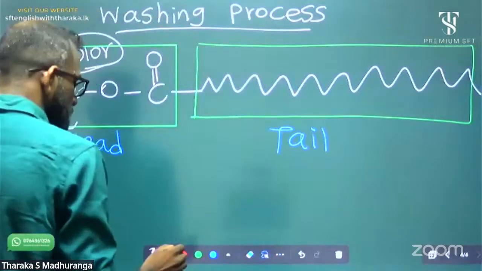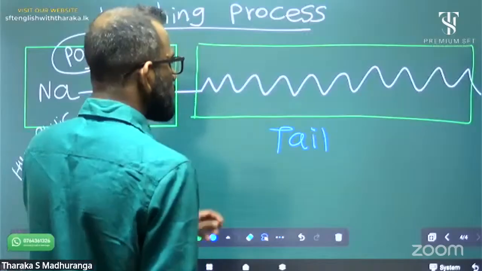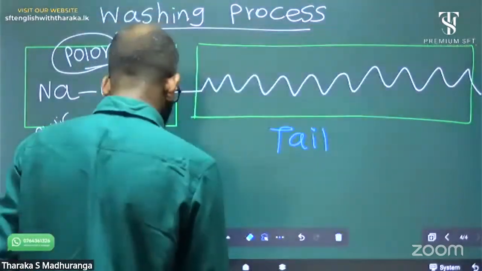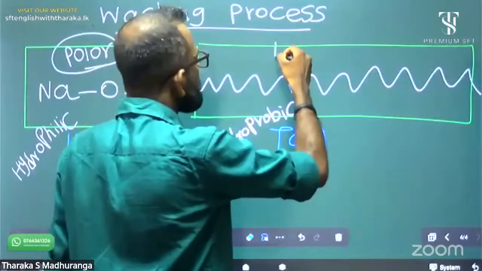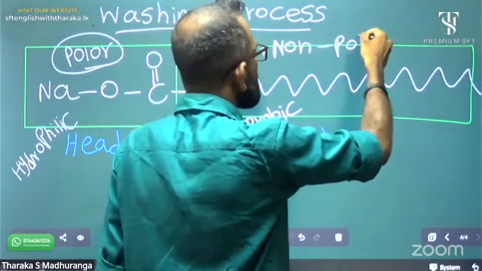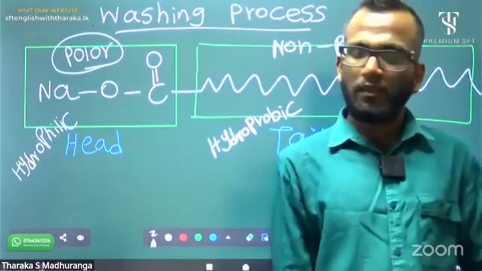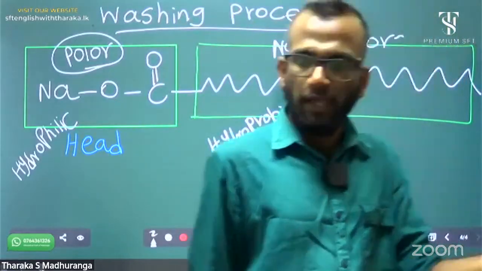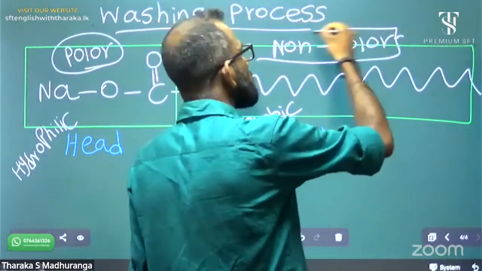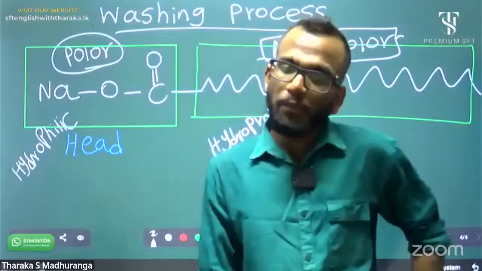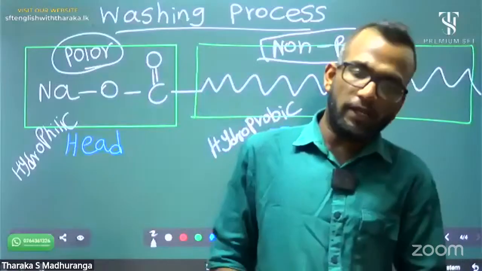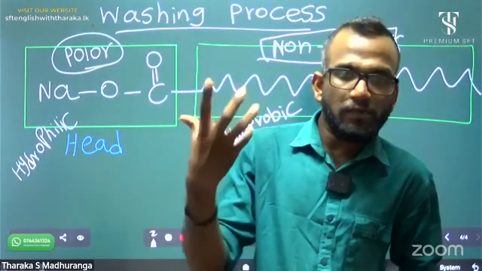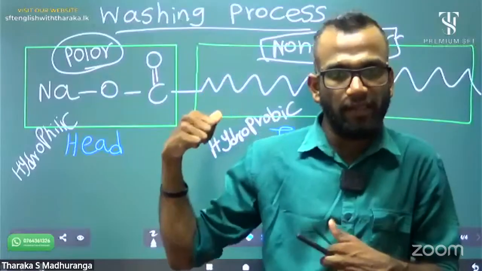The tail is hydrophobic, and it is non-polar. Non-polar means it is not water dissolving. But the advantage of this non-polar, hydrophobic tail is that it dissolves oil particles. Dust and oil particles dissolve in this tail.